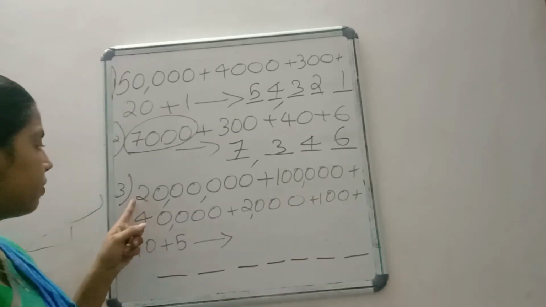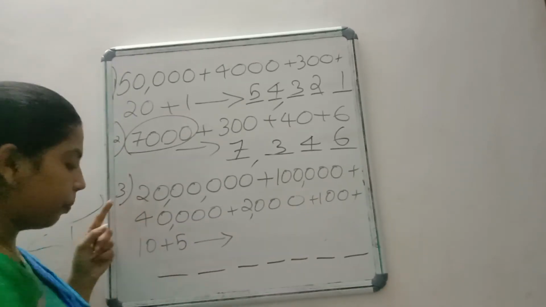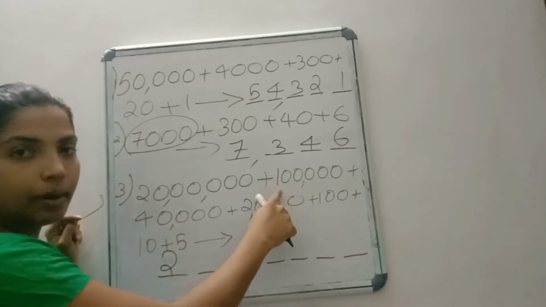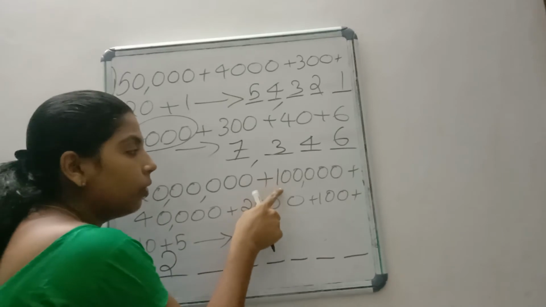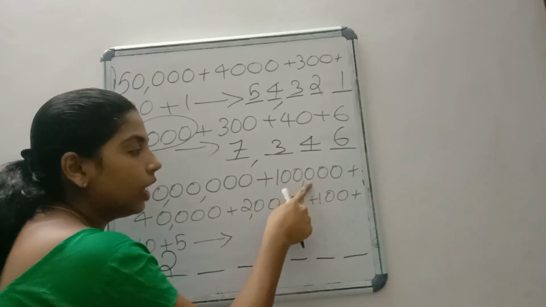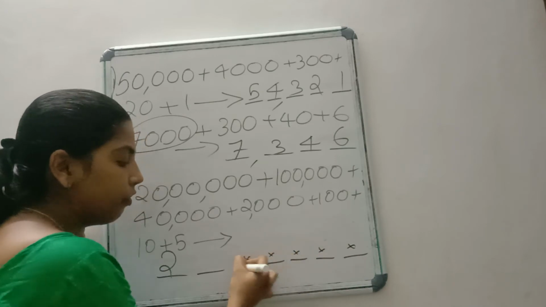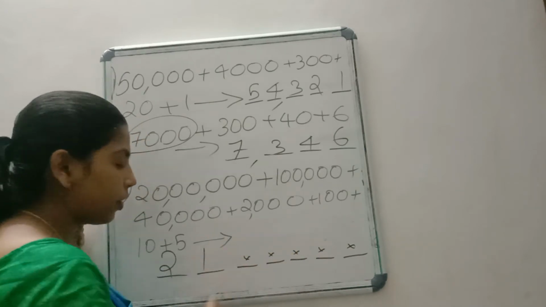Okay, now observe the first digit, which is the first digit 2. So in the first place write that 2. Now move to the second number. Now here how many zeros? 1, 2, 3, 4, 5 zeros. So from the right extreme end, leave 5 places and in the next place you have to write that number.